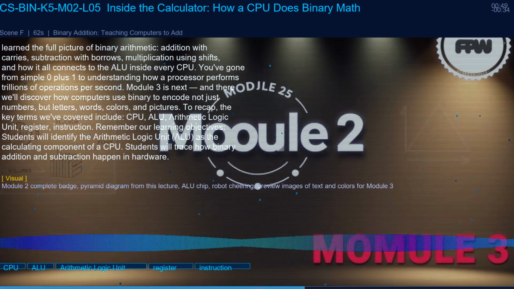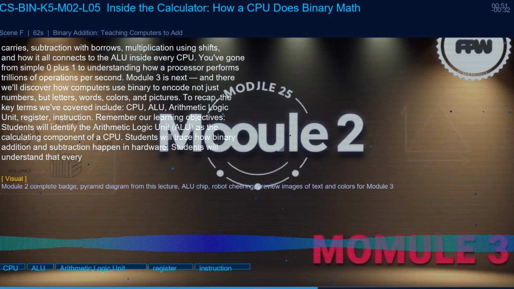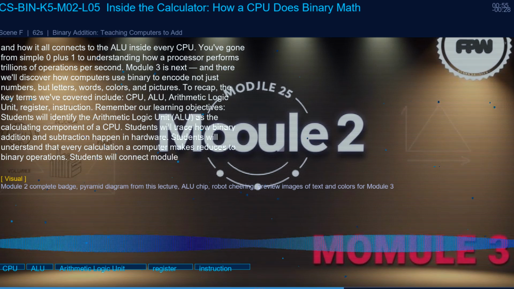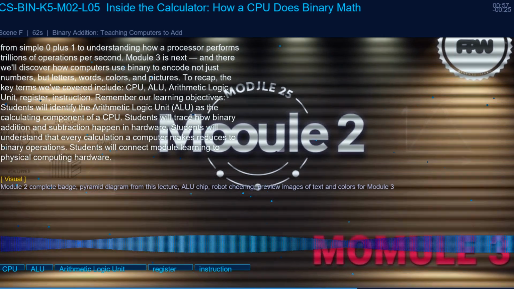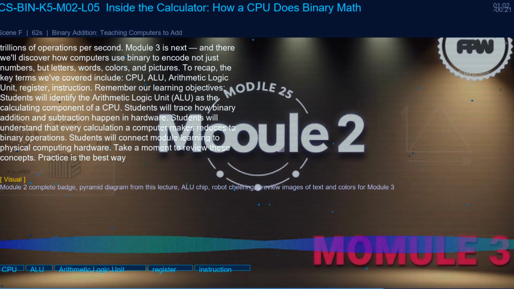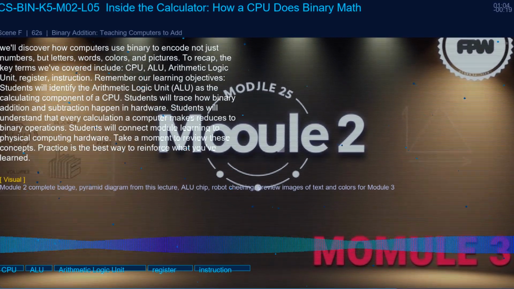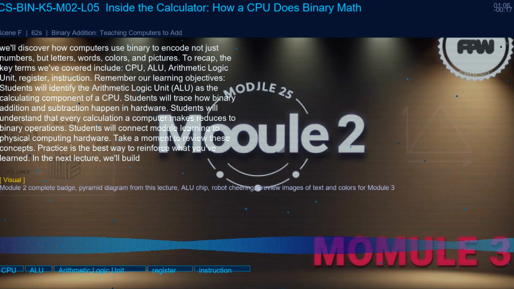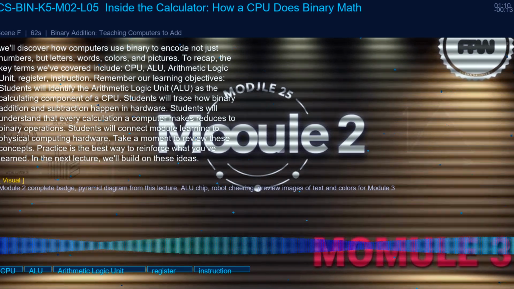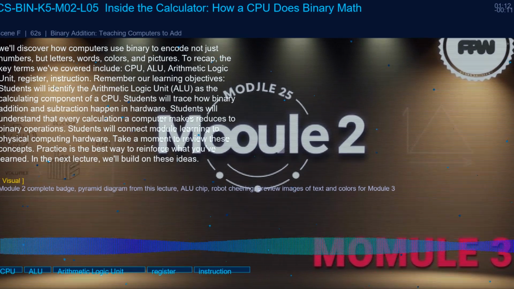Remember our learning objectives. Students will identify the arithmetic logic unit, ALU, as the calculating component of a CPU. Students will trace how binary addition and subtraction happen in hardware. Students will understand that every calculation a computer makes reduces to binary operations. Students will connect module learning to physical computing hardware.